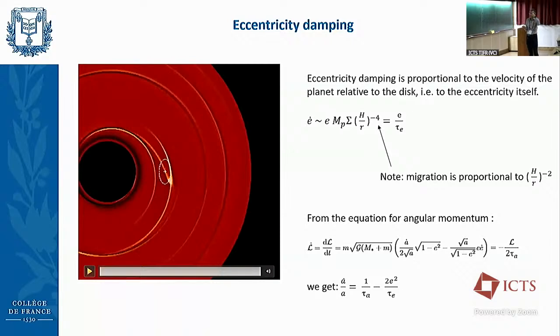So when a planet is eccentric, it decays towards the star faster, but the eccentricity also decays extremely fast. Then the planet circularizes and migrates towards the star at the usual speed.